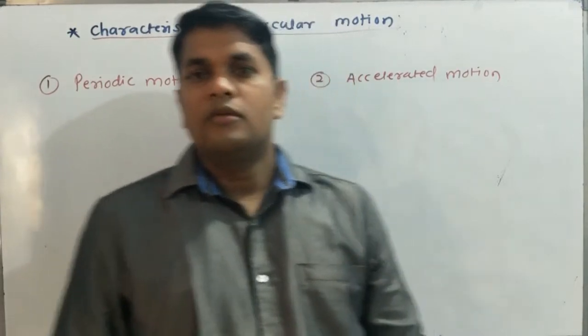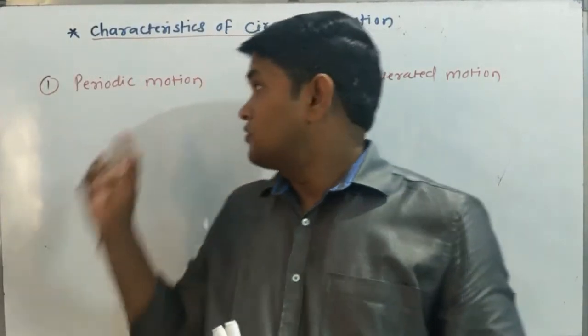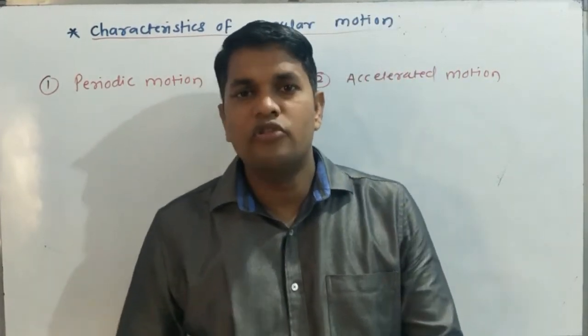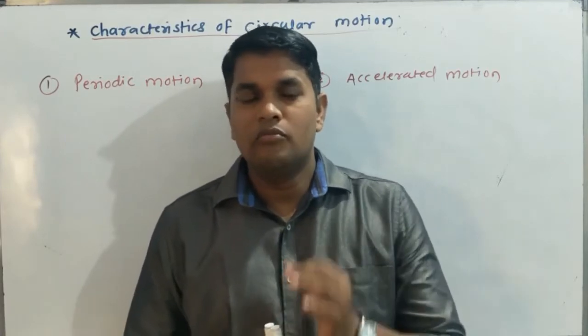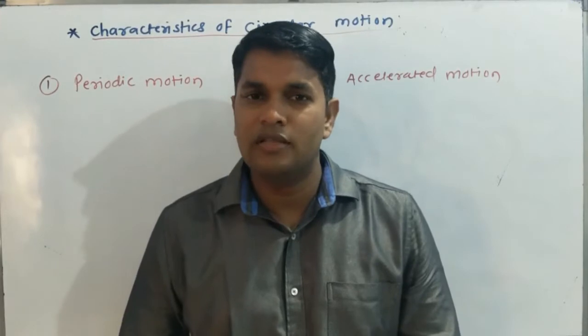Now, the characteristics of circular motion. The first characteristic is that circular motion is periodic motion. First, what do you mean by periodic motion? The motion which repeats itself in equal intervals of time is called a periodic motion.